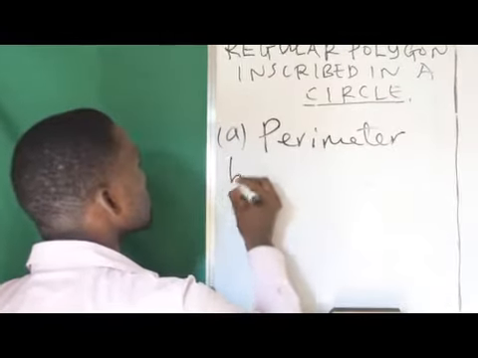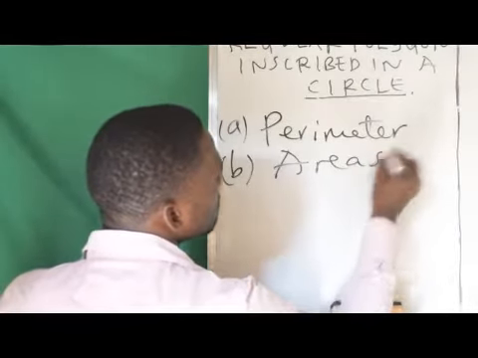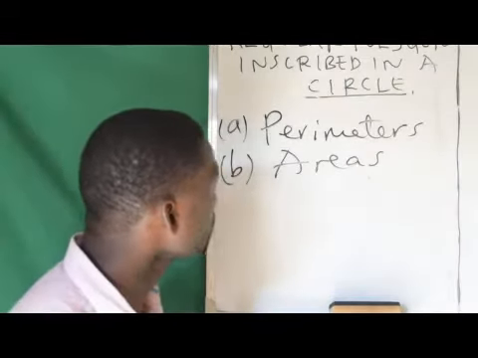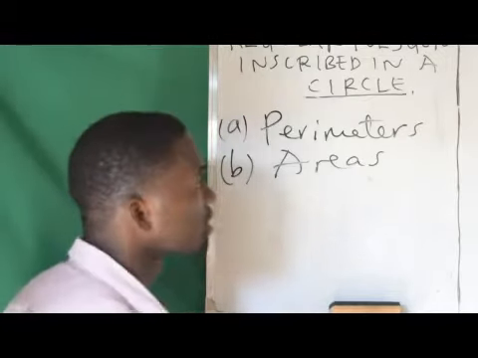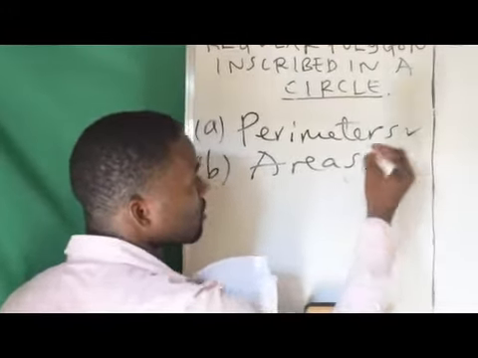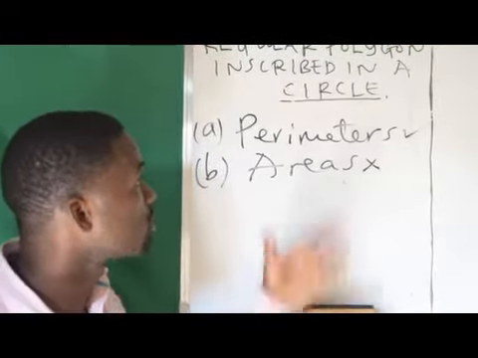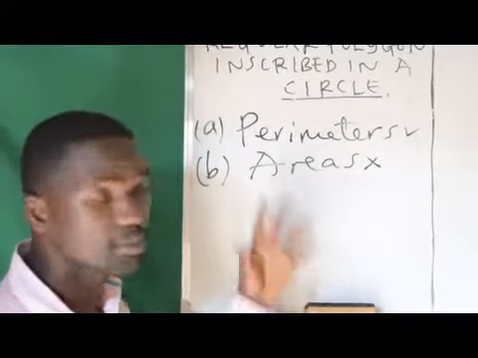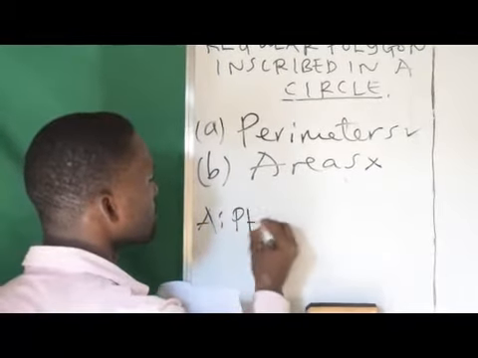So the main target is perimeter and area. Perimeter and areas. For today, the session is only going to concern perimeter. So let us put the area aside. We're going to cover it in another session, but today's session is only finding the perimeters of a regular polygon inscribed in a circle. So we'll start with part A, which is perimeter.